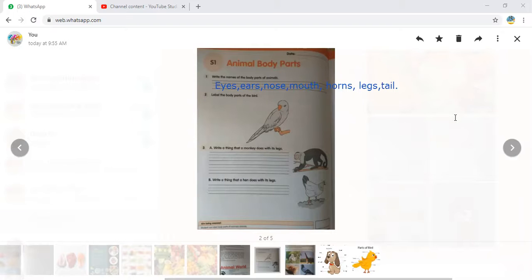Second one, label the body parts of a bird. I will tell you the parts of the bird. Yes, what is this one? This is an eye. Next. What is this one then? Beak. What is this one? Beak. Next one.